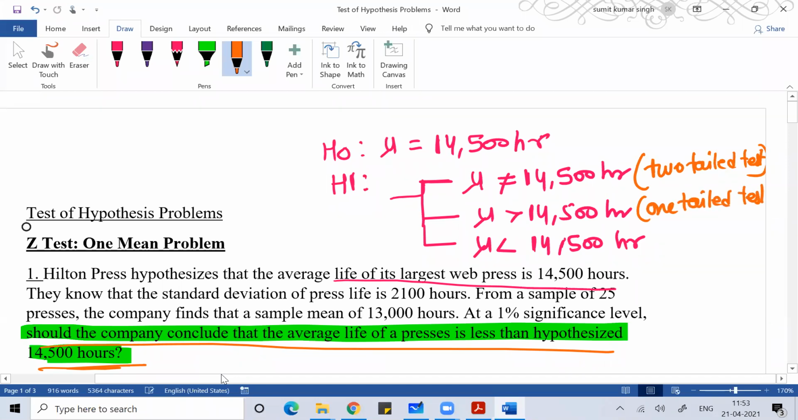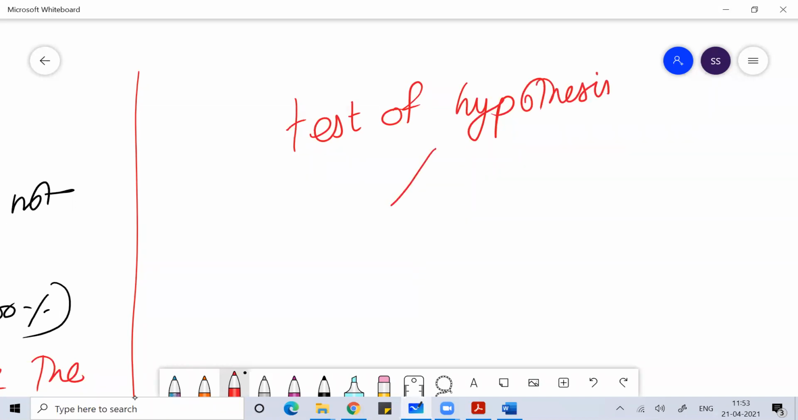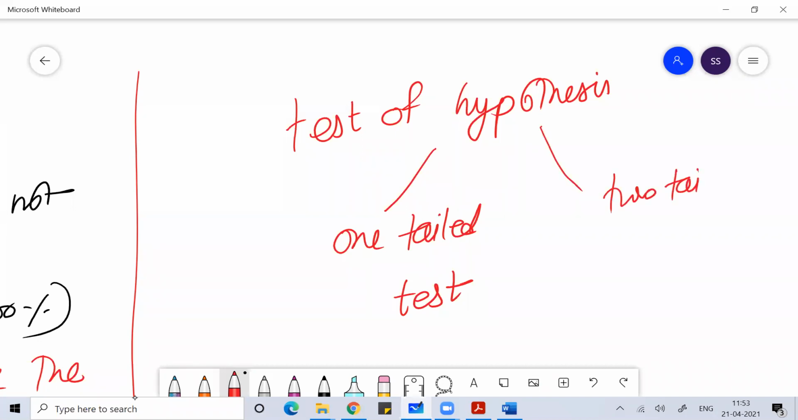If you are doing a test where you need to prove or disprove something as more than or less than, then it is called a one-tailed test. Whenever we work on a test of hypothesis, it is either a one-tail test or a two-tail test.